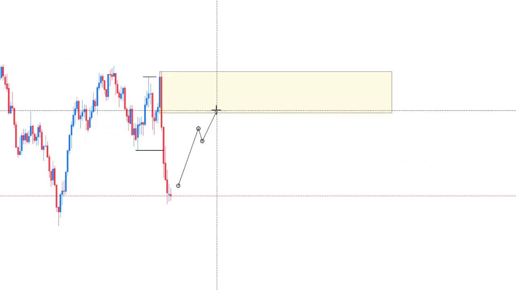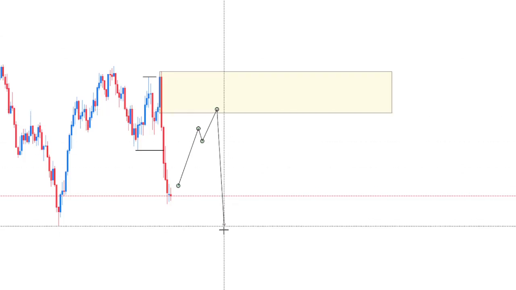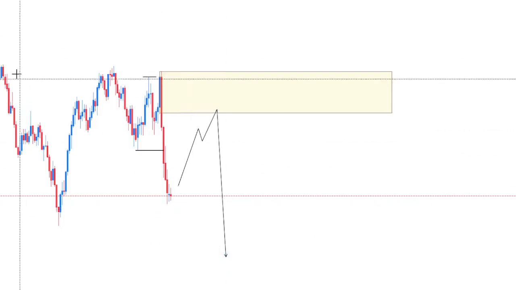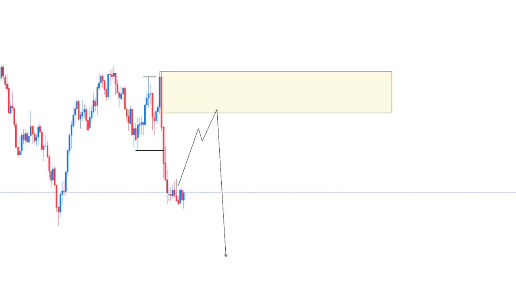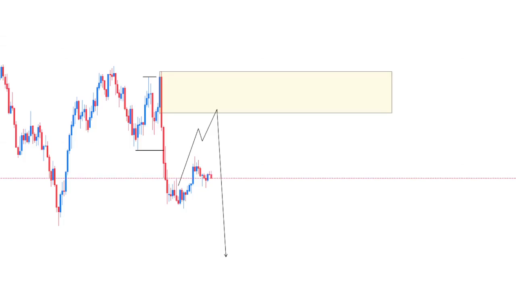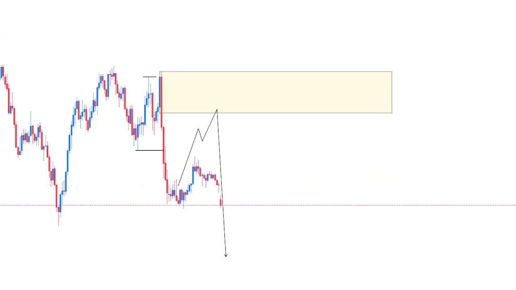So obviously we want price to return back to what? To our supply level, then continuation to the downside, right? So this is exactly what we're waiting for now. And obviously sometimes it will take some time, so you have to be patient, and you have to actually be content and not prematurely enter your trades.